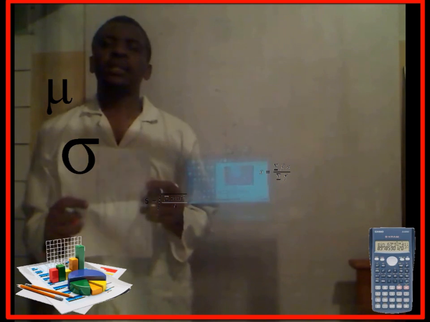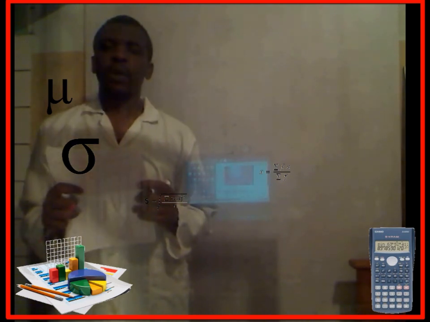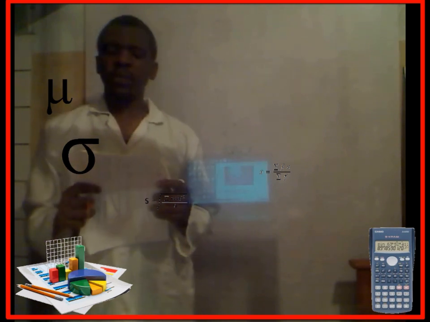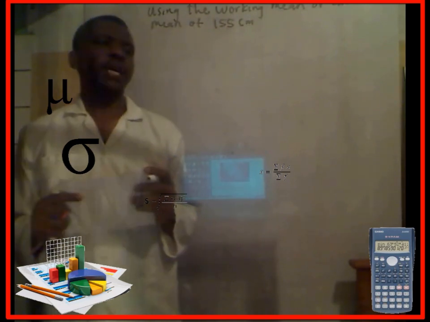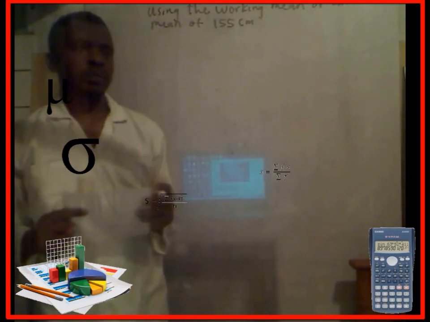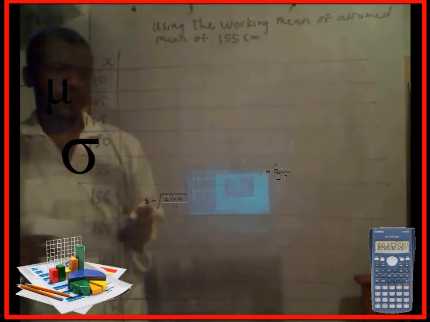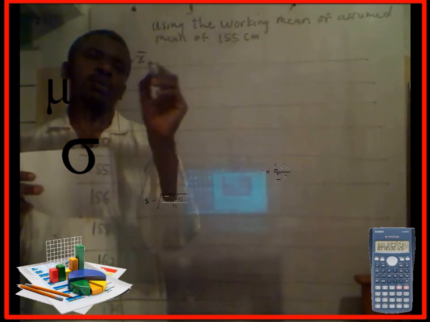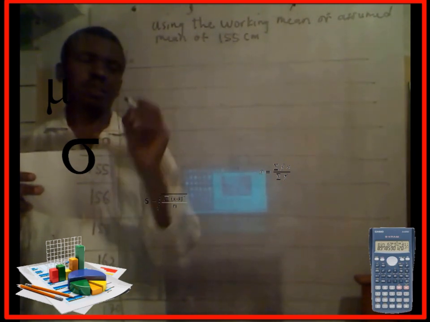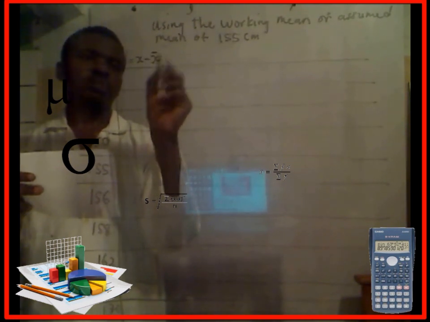So we could calculate the standard deviation of the data in the frequency table by using a working mean or an assumed mean. So we don't need to calculate an exact mean, we can assume a mean and use it to calculate the standard deviation. How do we go about this? Using the working mean or assumed mean of 155 centimeters, calculate the standard deviation. With the working mean of 155, I look for the deviation d, which is the score minus the assumed mean.